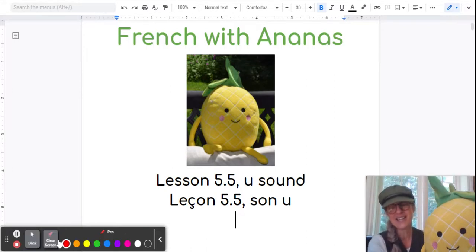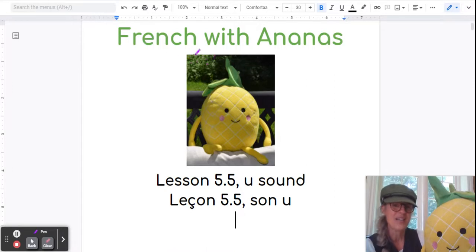On va commencer avec, on va choisir une couleur aujourd'hui. Can you repeat the colors nice and loud? Rouge, orange, jaune, vert, bleu, violet, rose, blanc, noir. Do you like to pick the color today? Tu veux choisir la couleur aujourd'hui? Quelle couleur? Violet, d'accord, violet.